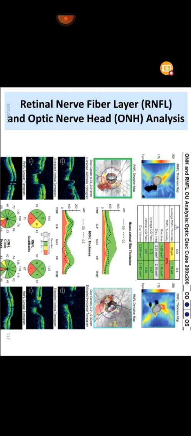And for checking a CD ratio, you can even see the CD ratio here. See average cup disc ratio, CD ratio. You can use an average CD ratio as 0.72 for the OD. OD is right and OS is left one. So that also can be examined using the retinal nerve fiber layer.